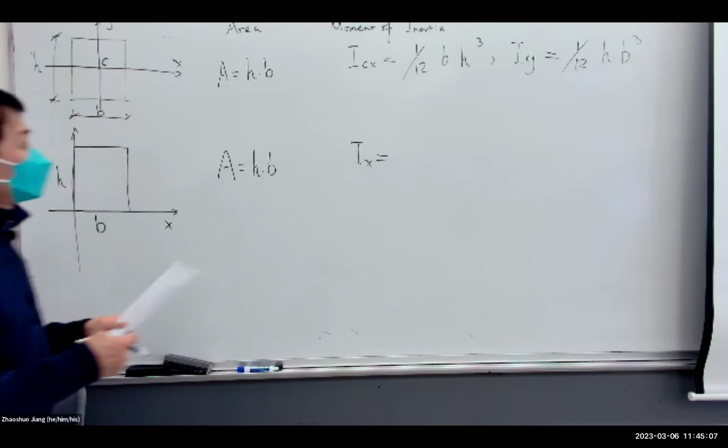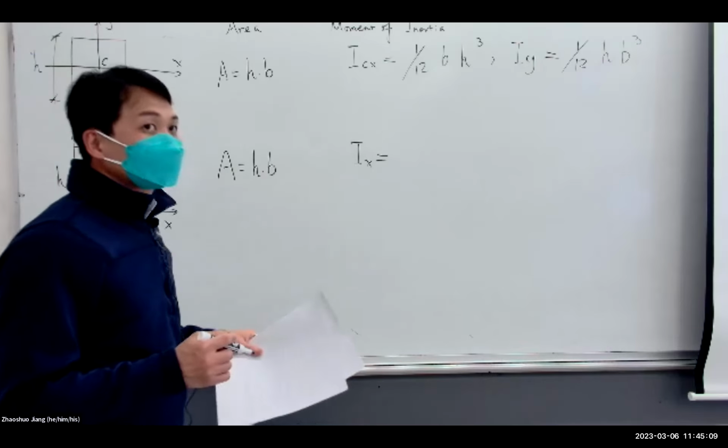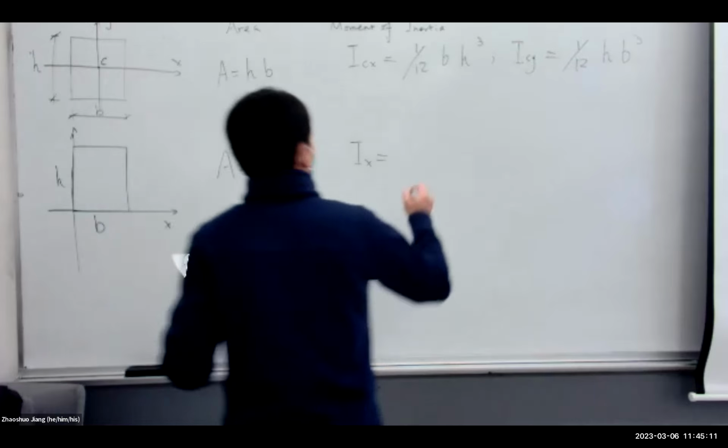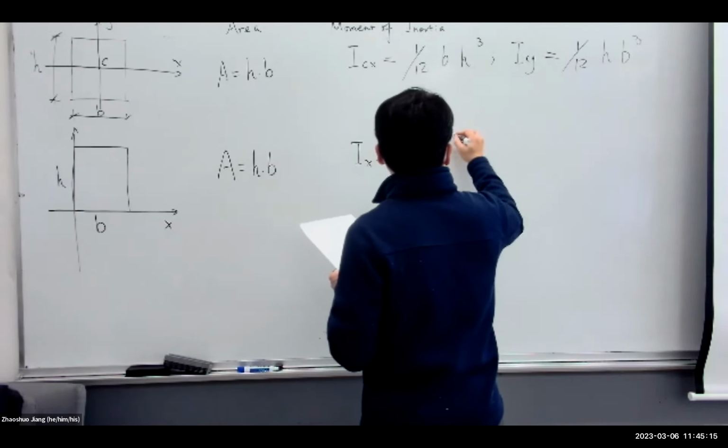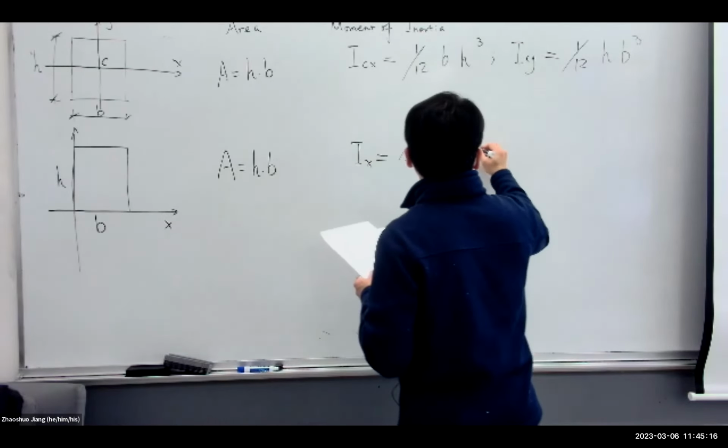First, I'm going to give you the answer now, and then I'm going to use the parallel axis theorem to show you how to calculate it. This is going to be 1/3 bh cubed. Iy is equal to 1/3 hb cubed. Right, the same equation, but just the parameters in front of it is different, right? 1/3, right?